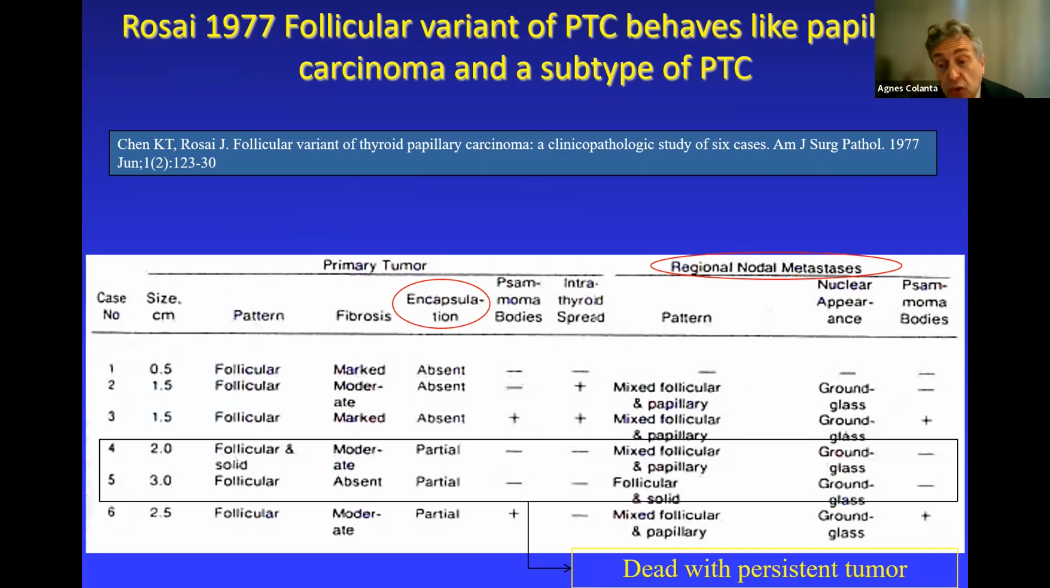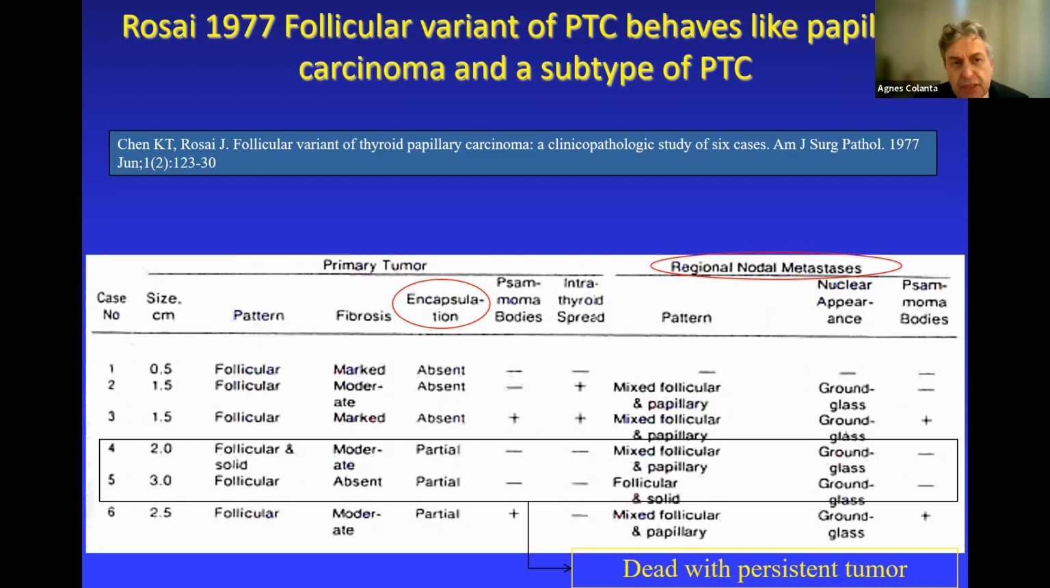And almost all of these tumors had lymph node metastasis. There is a little detail that nobody gave attention to, which is that all of Dr. Rosai's cases lacked complete encapsulation. So these tumors were not completely encapsulated. They actually were partially or not encapsulated and infiltrative.